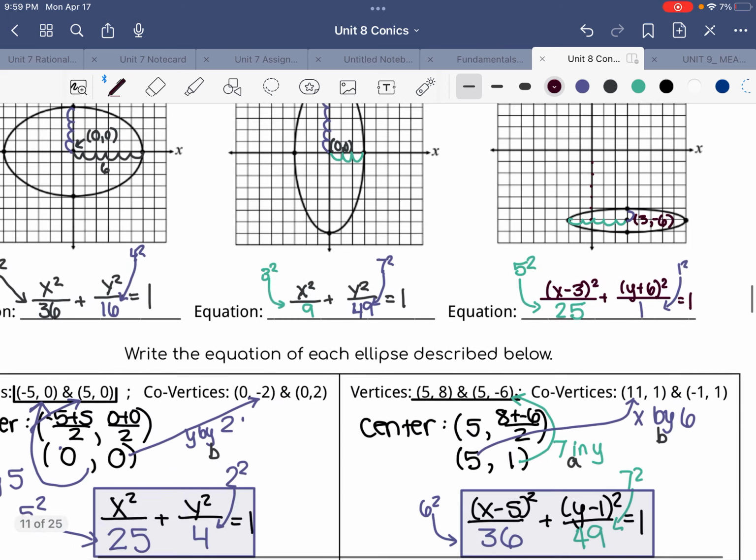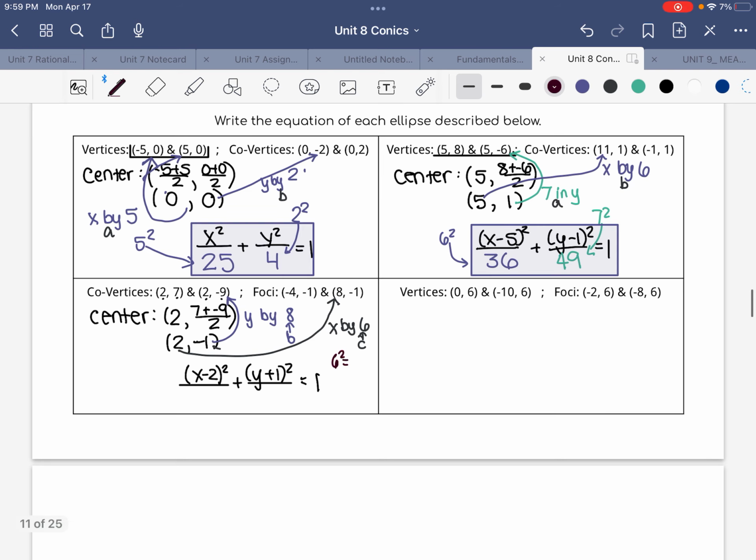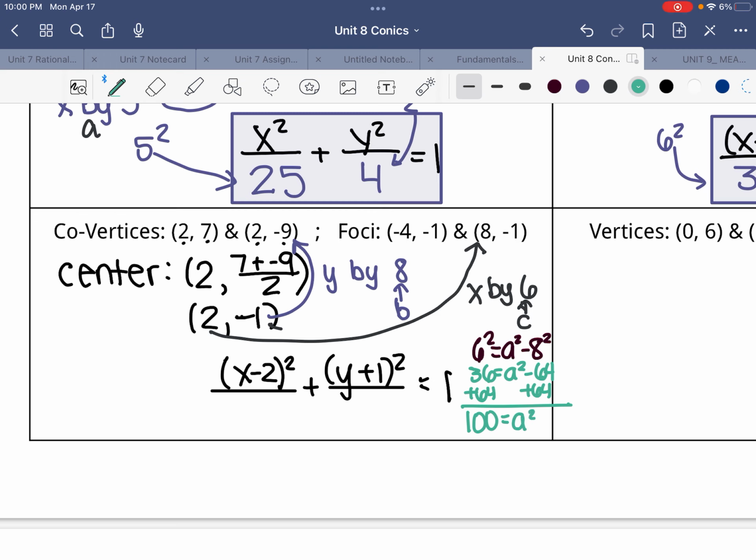So I'm going to use c squared equals a squared minus b squared. C is 6. So 6 squared equals a squared, which I don't know, minus b squared, which is 8 squared. Going to go ahead and actually solve. 6 squared is 36. 8 squared is 64. And then I add that 64 to the other side. Well, it turns out that 36 plus 64 is 100. So 100 equals a squared.